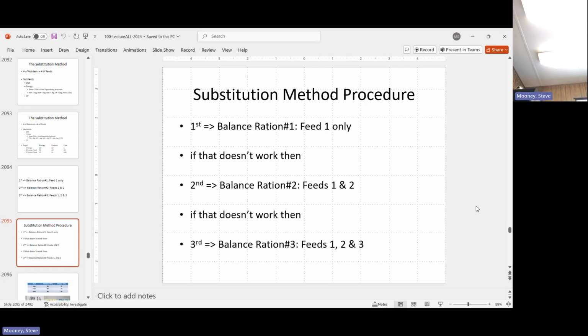So what we're doing with the substitution method is we try the ration with feed 1 only. If that doesn't work, we move to ration number 2. If that doesn't work, we move to number 3. As a general rule in this class, I will make the third one work. I might also have one where 1 works, but we'll see those as we go along.